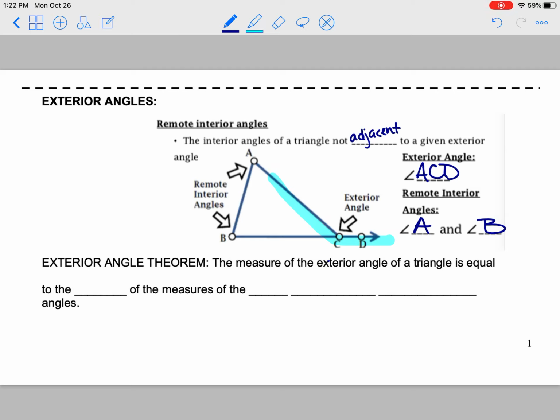Okay, so here's your exterior angle theorem that you need to know for today. The measure of an exterior angle of a triangle is equal to the sum, so we add them together, of the measures of the two remote interior angles. So if we add the two remote interior angles, angles A and B, we would get the measure of our exterior angle ACD.